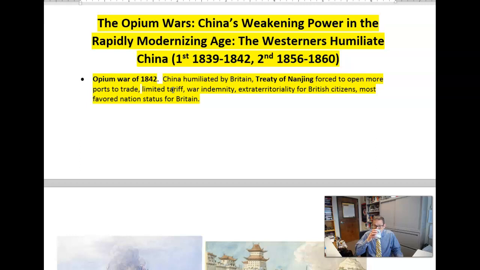And somehow, tragically for all involved, Great Britain does find a product that they think the Chinese would be happy to trade for that is not gold and silver, and that is a drug, in this case, opium. Now, again, there's a long story here, but we're going to make this quite short. Great Britain begins to ship massive amounts of opium, grown primarily in India, in the Indian subcontinent, and then exported to China.